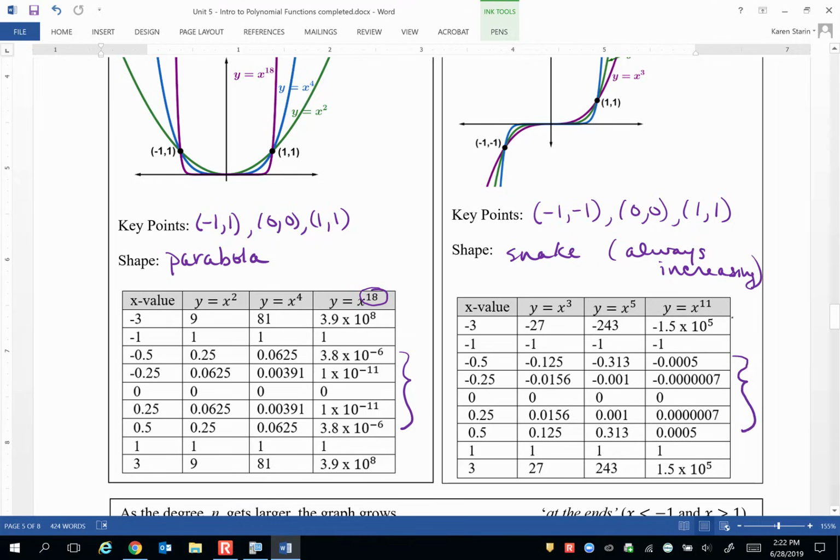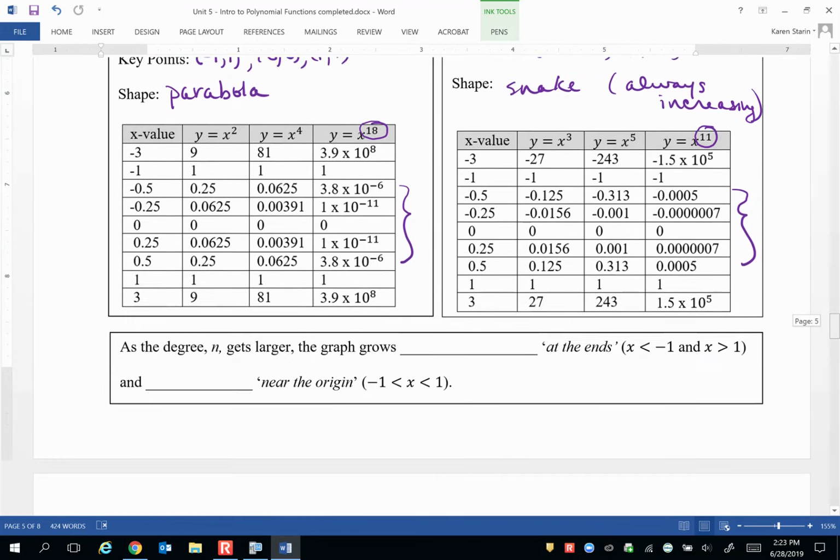Close to 0, as we get higher in an odd power, the function values are staying very close to 0 too. So around 0 in both even and odd power functions, the graphs tend to be flatter near the origin as opposed to lower degrees in even and odd functions. So let's just make note of that.